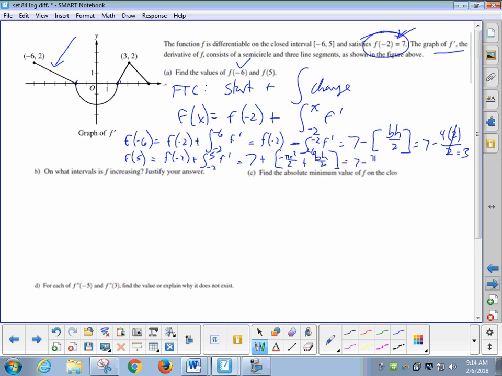7 minus pi times 2 squared over 2 plus base of 3, height of 2 over 2, 10 minus 2.